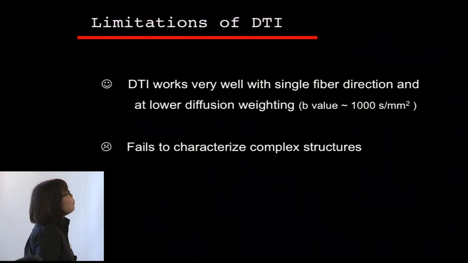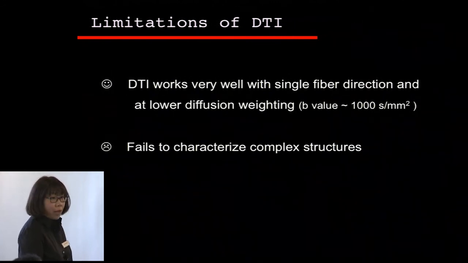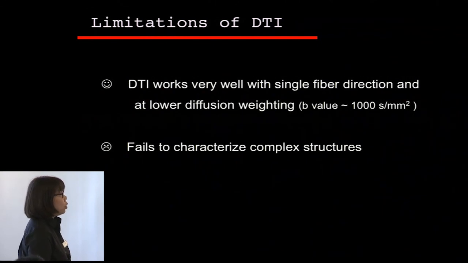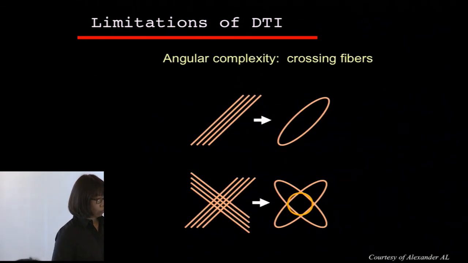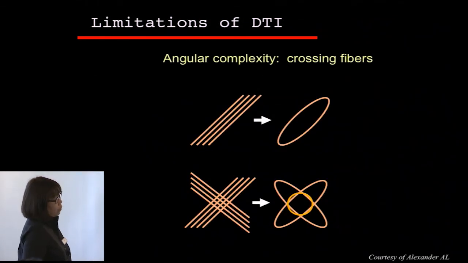Limitations for DTI. DTI works very well with a single fiber direction and at a lower diffusion weighting, B values around 1,000. However, it fails to characterize complex structures. By complex structures, we mean the angular complexity arising from multiple crossing fibers and the radial complexity arising from multiple diffusion compartments with fast and slow diffusivities. If there's a crossing fiber inside the voxel, the diffusion tensor can no longer predict the correct direction of the fiber.